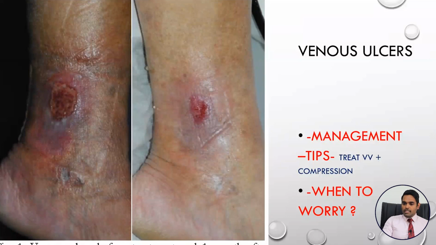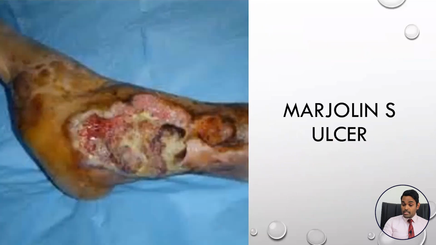What is this? This is a Marjolin's ulcer, which is a squamous cell cancer of the skin that happens on a long-standing ulcer. If you see something is not right in a venous ulcer that you are treating for so long with no response... Having said that, venous ulcers will take time to heal. You can't heal it overnight, but it should show signs of going in the correct pathway. The wound size should start reducing with time.